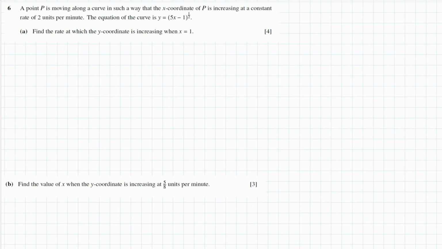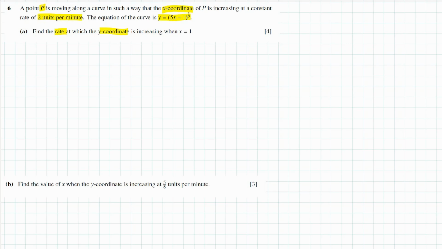Question 6 from the preliminary exam: we've got a point P that's moving along a curve in such a way that the x coordinate is increasing at a constant rate of 2 units per minute. The curve's equation is this. Find the rate at which the y coordinate is increasing.